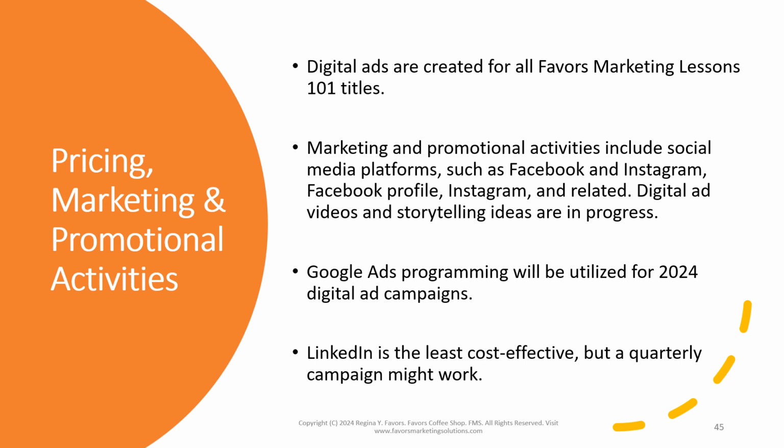Pricing, marketing, and promotional activities. So digital ads are created for all Favors Marketing Lessons 101 titles. Marketing and promotional activities include social media platforms such as Facebook and Instagram, Facebook profile, Instagram, and related. Digital ad videos, storytelling ideas are in progress. So Google Ads programming will be utilized for 2024. And then LinkedIn is the least cost effective, but a quarterly campaign might work.